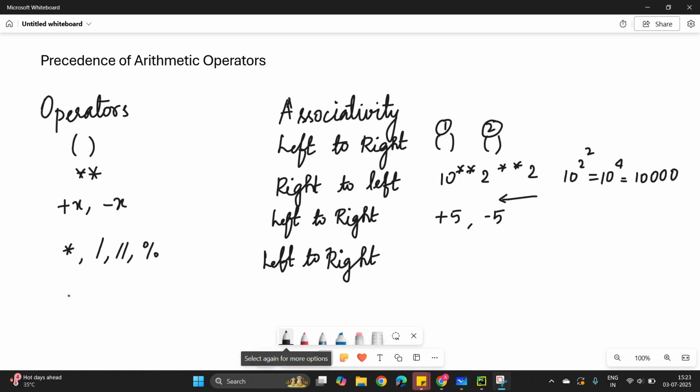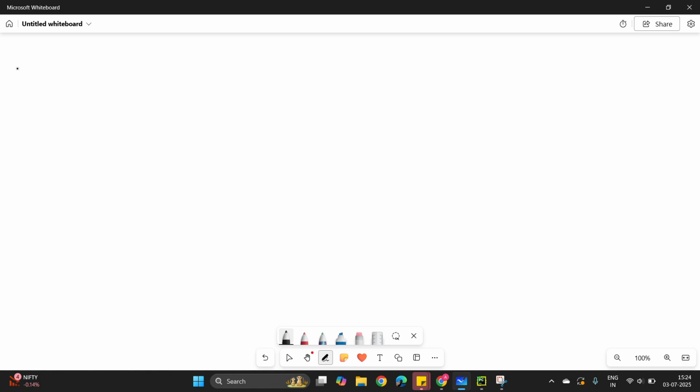And finally, it is the binary addition and binary subtraction. So plus and minus. And the associativity of this also is from left to right. So I'll give you a simple example. It is 10 plus 5 minus 8 by 2.